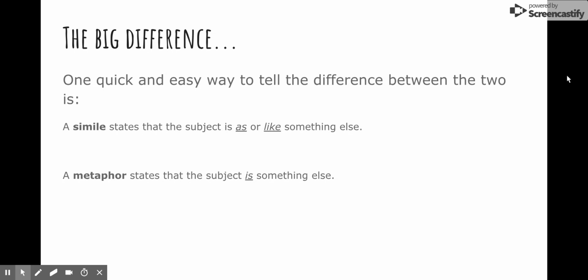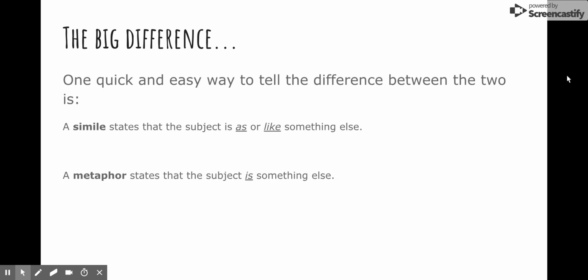So, the best way to tell the difference is super quick and super easy. A simile states that the subject is as something or like something. So we have as cool as a cucumber, or the waves were like a tsunami. So they weren't really a tsunami, but they were really, really big maybe.